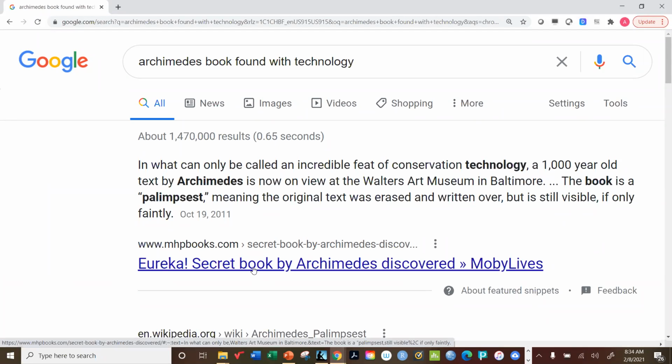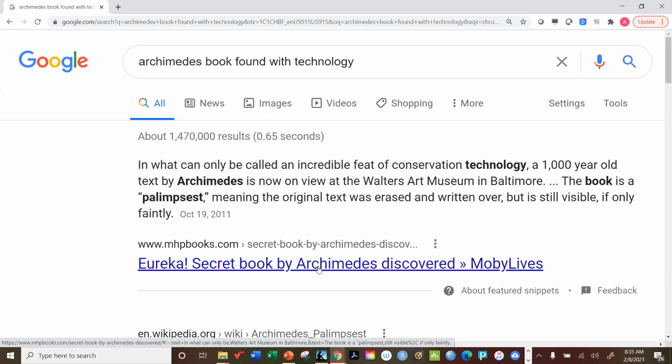Eureka's Secret Book by Archimedes discovered. In what can only be called an incredible feat of conservation technology, a 1,000-year-old text by Archimedes is now on view at the Walters Museum in Baltimore. The book is a palimpsest, meaning the original text was erased and written over, but is still visible, even if only faintly.